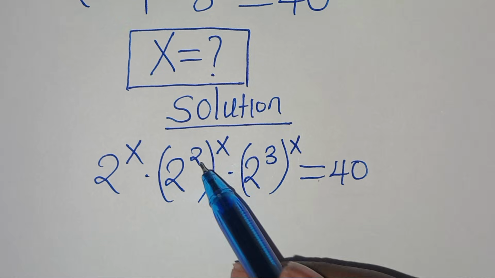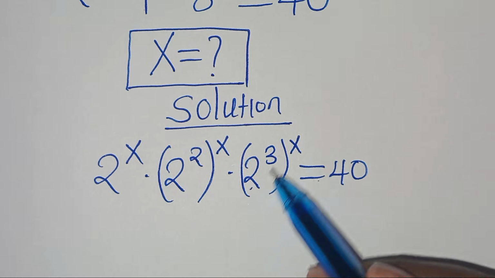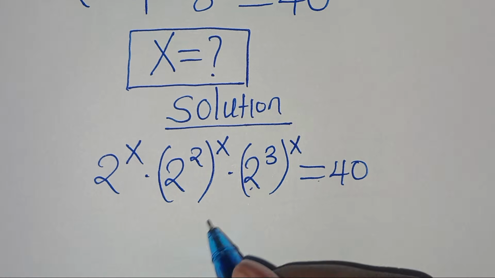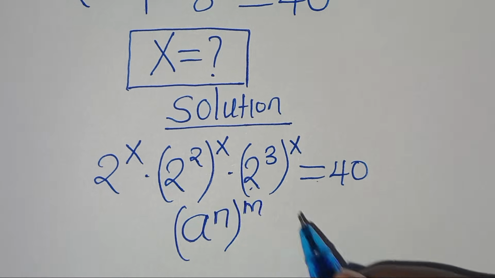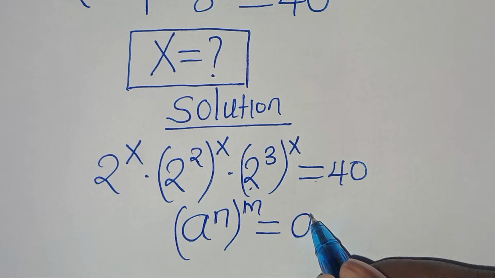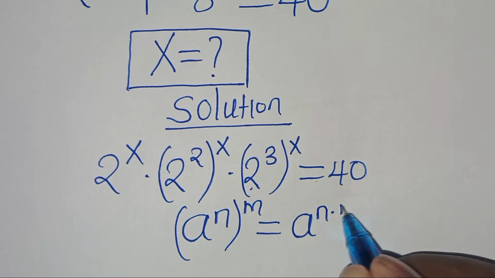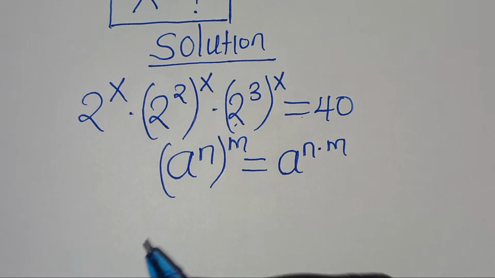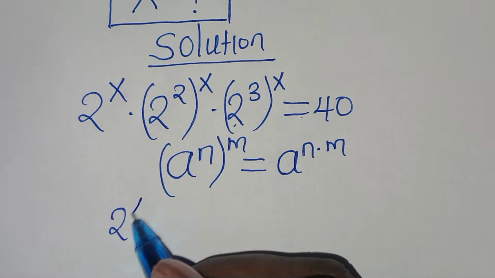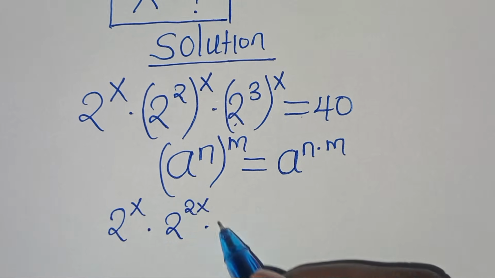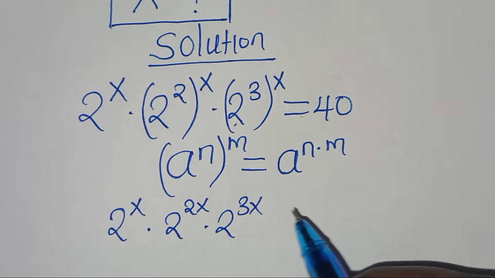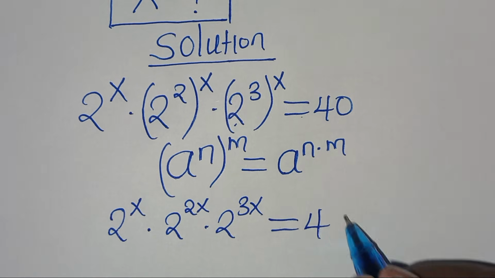Now 2 to the power of 2 to the power of x and 2 to the power of 3 to the power of x, this is in the form of a to the power of n raised to the power of m, which we can express as a to the power of n multiplied by m. So that now we have 2 to the power of x times 2 to the power of 2x times 2 to the power of 3x. This is equal to 40.